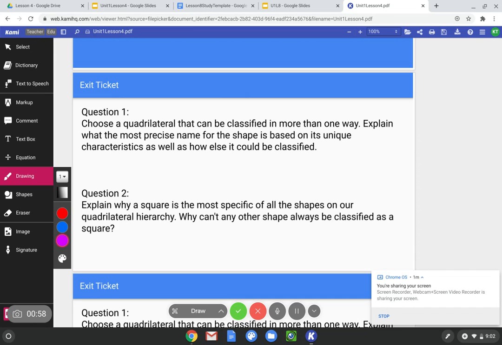Same thing for number 2. Explain why a square is the most specific shape on all of the quadrilateral hierarchy. Why can't any other shape always be classified a square? Pause the video, take 30 seconds, take a minute, however long you need to write down your answers, and we will get to the correct ones.